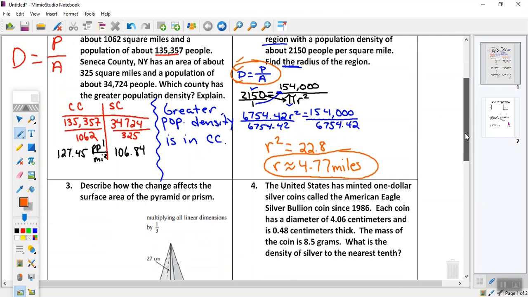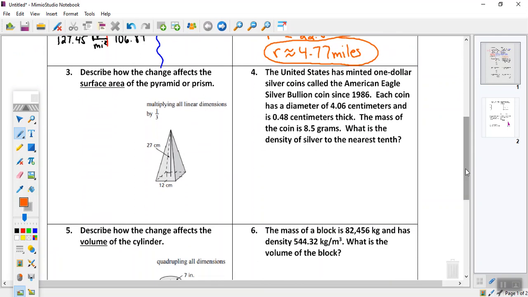Here we go. Kids, down here it says, describe how the change affects the surface area of the pyramid or prism. Guys, in this case, what do we have? Have a square pyramid, right? Now, kids, there's 2 ways to go about this. Some of us have caught on to this idea. First of all, are we dealing with an area or a volume in number 3? Surface area. And it says, what's the effect of multiplying all dimensions by 1/3?